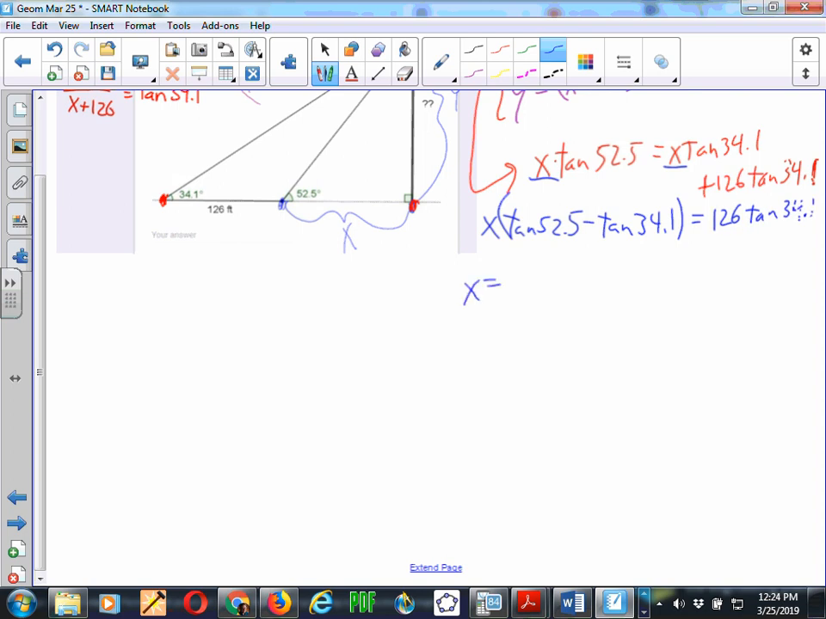And so my x value is 126 times tangent of 34.1 divided by tangent of 52.5 minus tangent of 34.1. And that doesn't tell me the height of the pole. That tells me how far away the pole is from that first point. All right, that's x in the picture here.